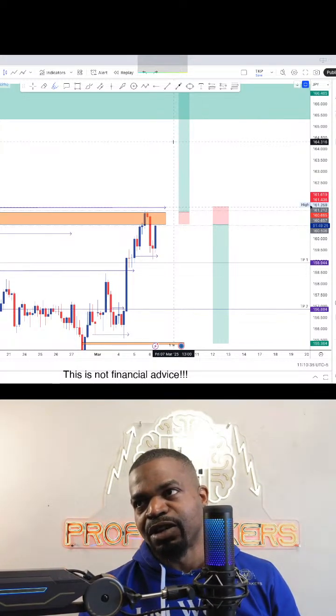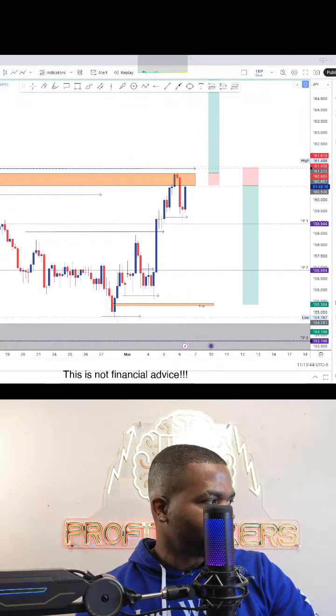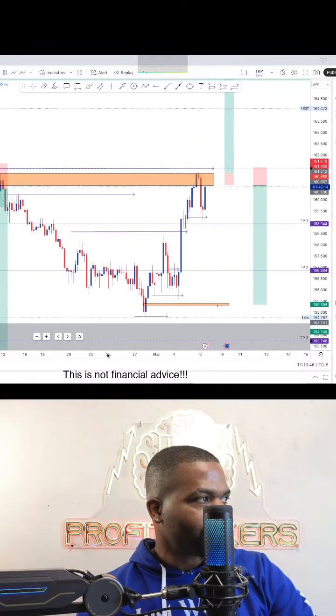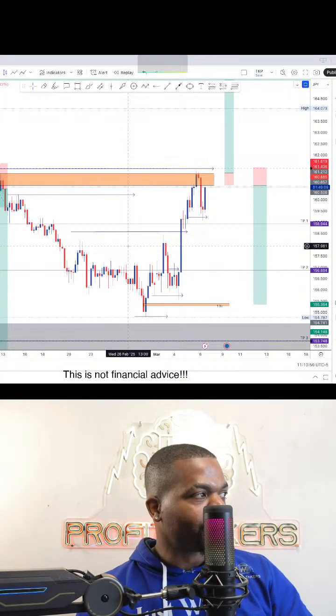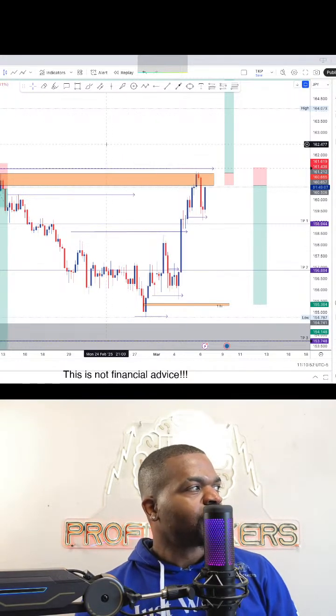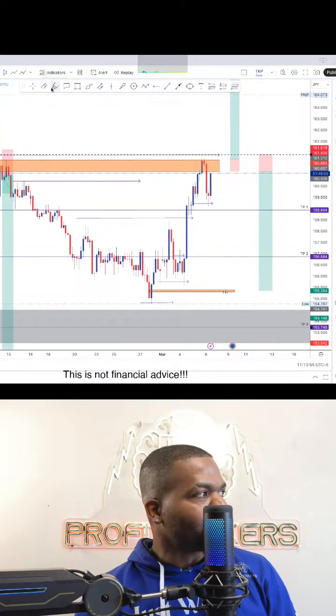Can you explain how to set Fibonacci retracement? Yeah. So with the fib, depending on what type of retracement you're looking for, whether it's to the upside or to the downside, that would determine where you place your points.